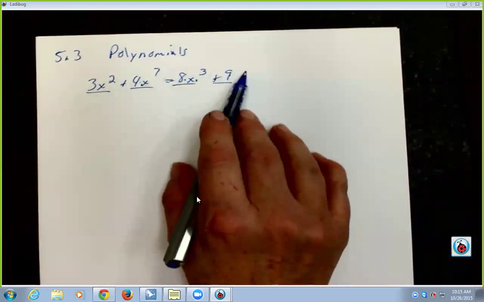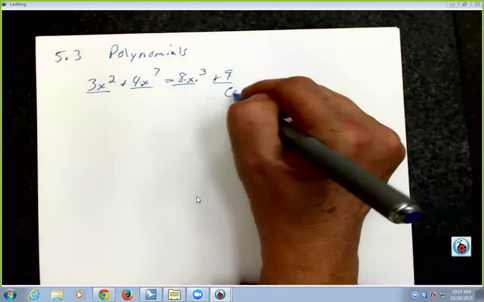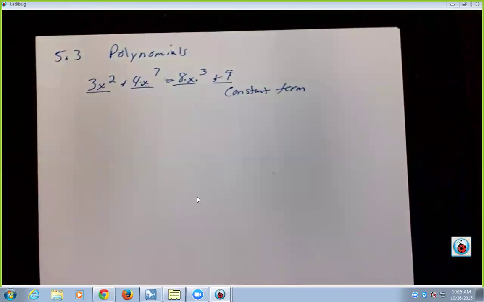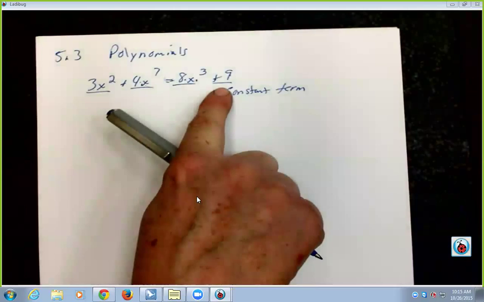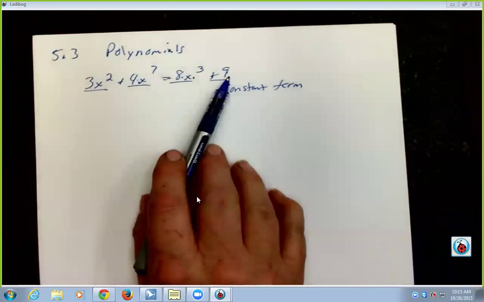The 9 at the tail end is our constant term because it does not have any variable with it. So it's constant. It stays as a 9. Regardless of what I do to it, it's always going to end up being a 9. So that part won't ever change. So that piece stays the same.